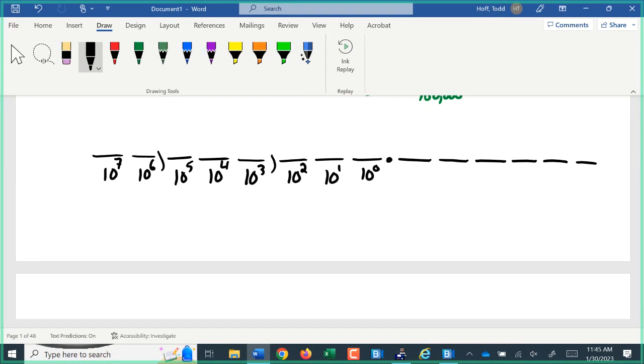So each time we move over a spot, the power of 10 is reduced by 1. So this would be 10 to the negative 1, or 1/10. 10 to the negative 2, or 1/100th. 10 to the negative 3, or 1/1000th. 10 to the negative 4, or 1/10,000th, and continuing on down.